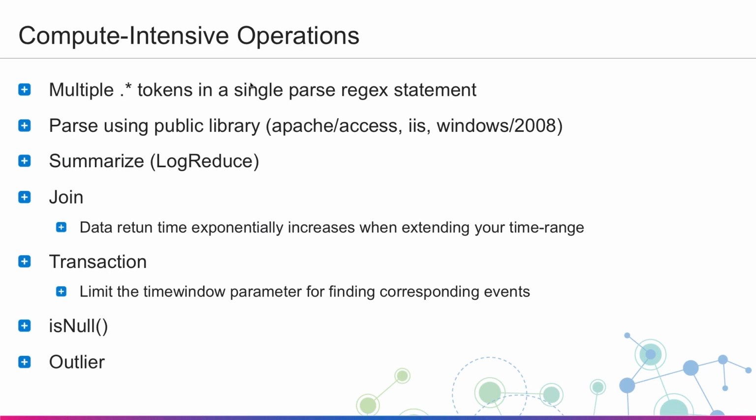Is null is an operator that I've personally found to be a bit slow when using. And outlier, which is one of our new operators, has to actually go back and try to find rolling averages and rolling standard deviations. So that's why this particular operator is on the list here.